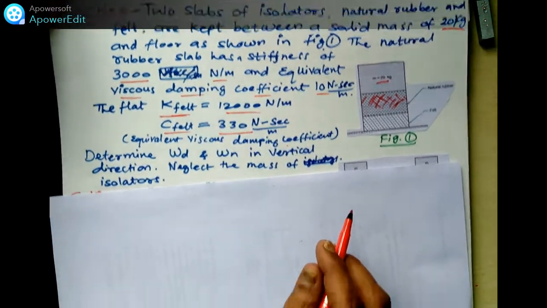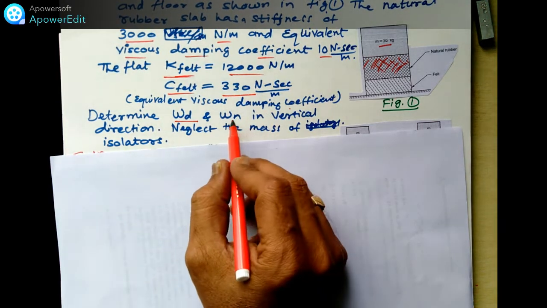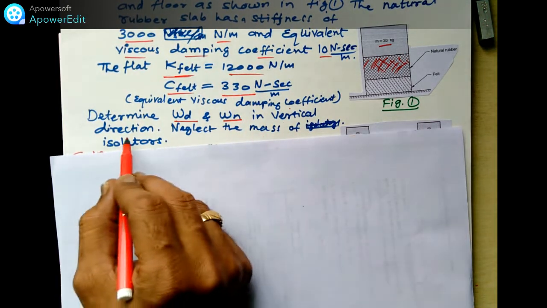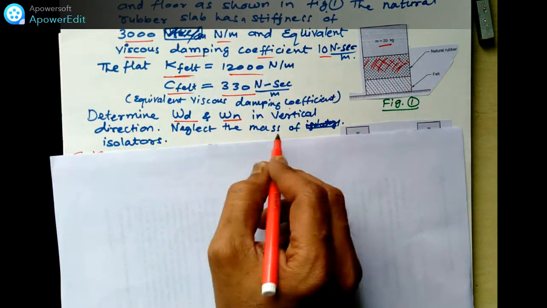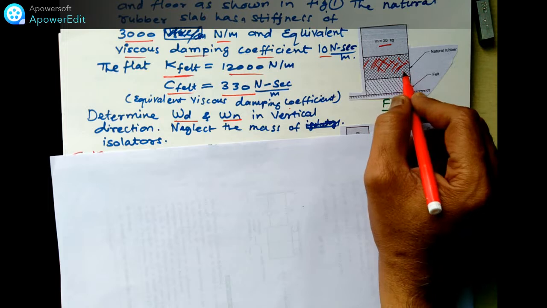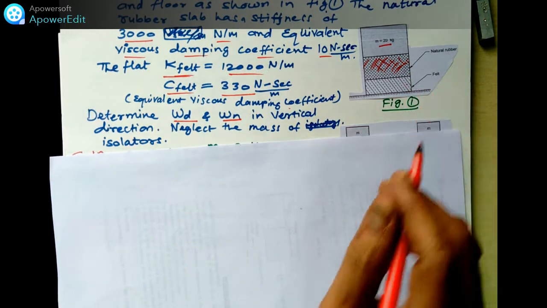So what do we have to find out? We have to determine the damped natural frequency, omega d, and the natural frequency in the vertical direction when it vibrates in a vertical vibration, and neglect the mass of the isolators, that is, of the rubber and the felt.